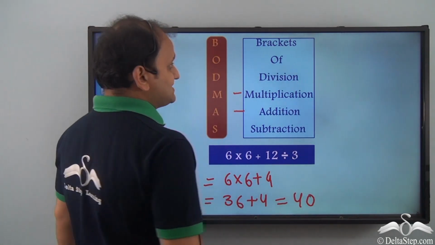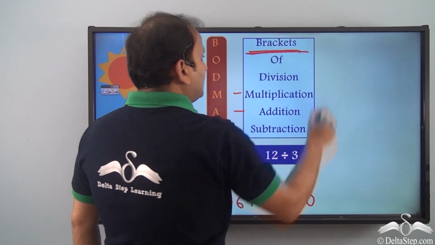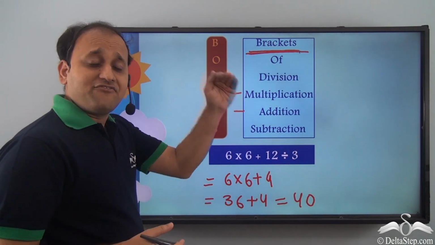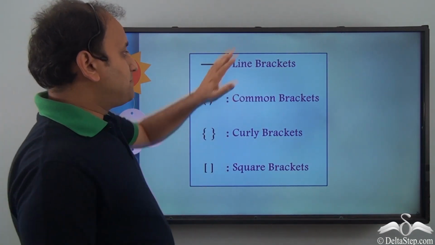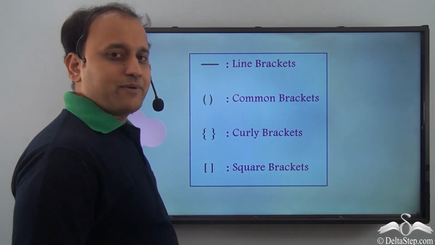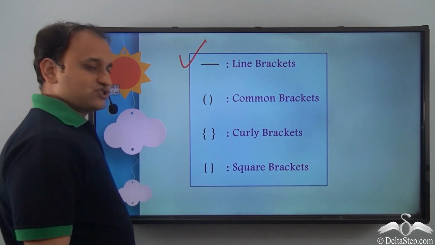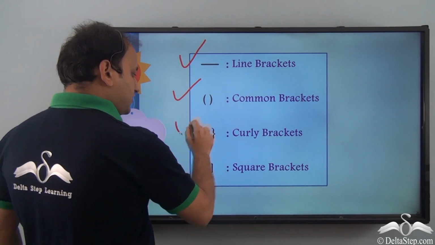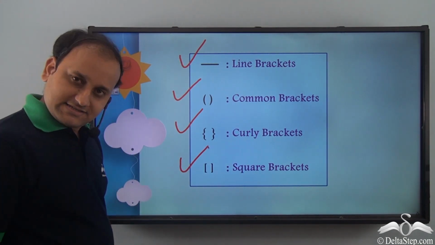Now, let's also notice that if we talk about brackets, brackets are of many different types, and even those have an order in which we need to solve. We have line brackets, common brackets, curly brackets, and square brackets. Line brackets get the first preference, followed by common brackets, then we solve for curly brackets, and finally we solve for square brackets.